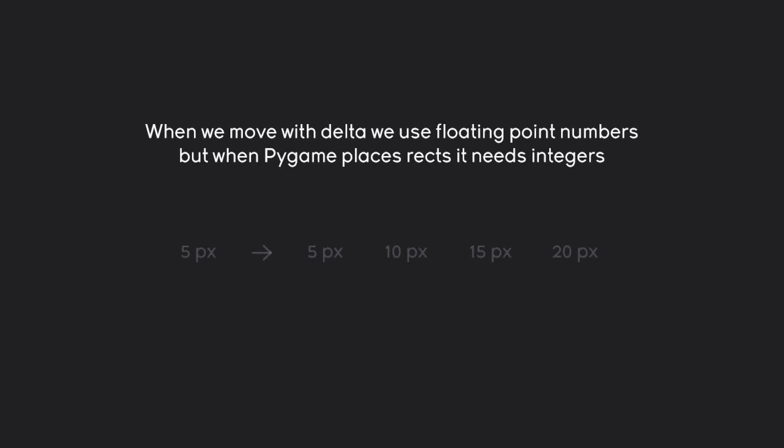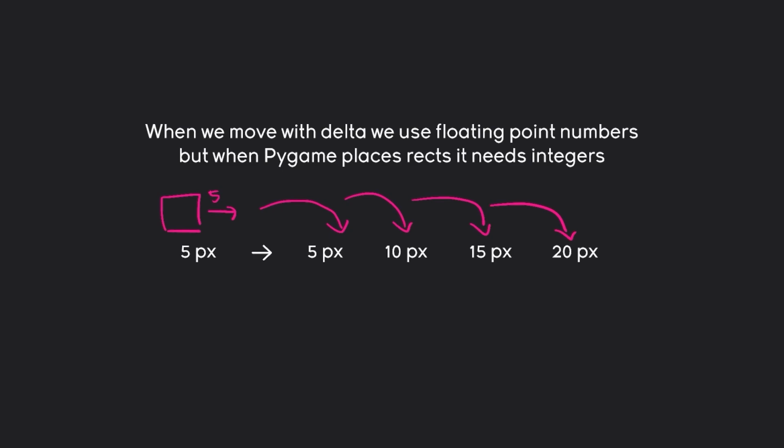If we move with pure integers, let's say 5 pixels, and this could, for example, be the rectangle we have just used, and we want to move this rectangle to the right by 5 pixels. If that was the case, on the first frame, we would have 5 pixels, then 10 pixels, then 15, and then 20. This one works just as expected. So this one is totally fine.